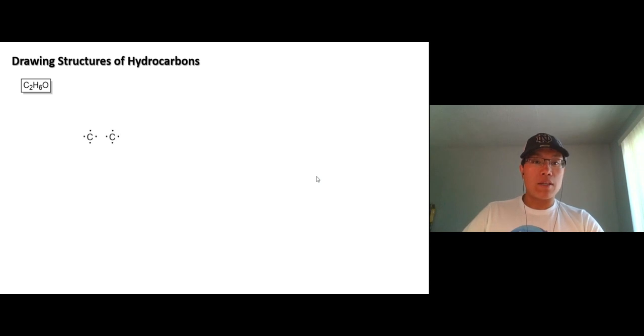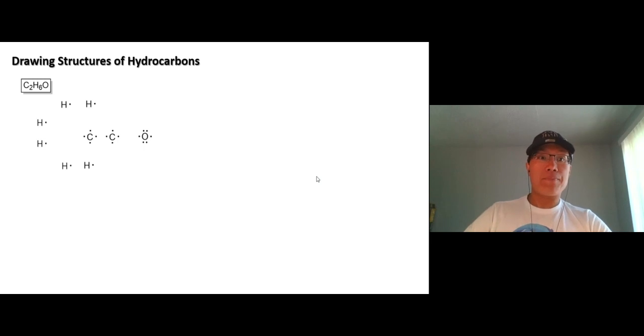I'll take a look. 2 carbon, so that's a Lewis symbol of carbon, okay? We have 6 hydrogen, like that. And we have 1 oxygen. These are Lewis symbols. You need to make them correct. And all you have to do is just connect them. So this is hydrocarbon. So carbon connects to carbon right there, 1 bond right there. And carbon got to connect to oxygen. Of course, it could be some other way around.